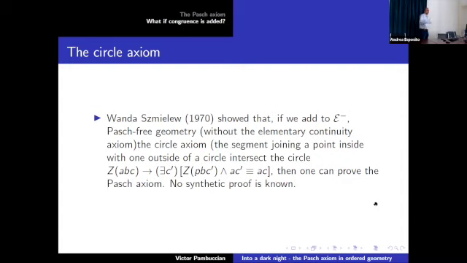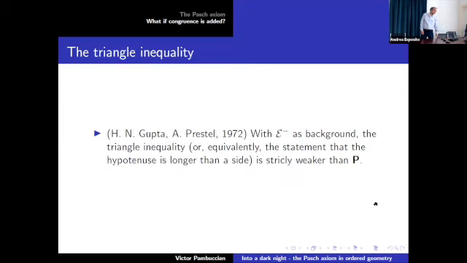So Vanda Szmielew showed that if you add the elementary continuity axiom, the circle axiom, to Pasch-free geometry, then you get the Pasch axiom. This she did by creating a coordinate system and showing that the field that you get there is Euclidean ordered, and thus that it's ordered, so you're done. But there is no synthetic proof now. So we don't know how to actually deduce Pasch from the circle axiom, but I think it's an important thing here.